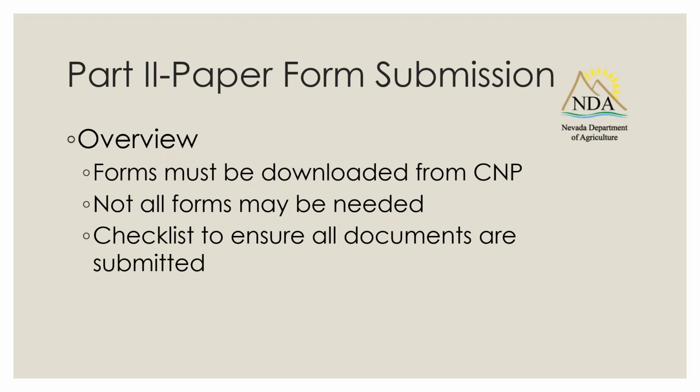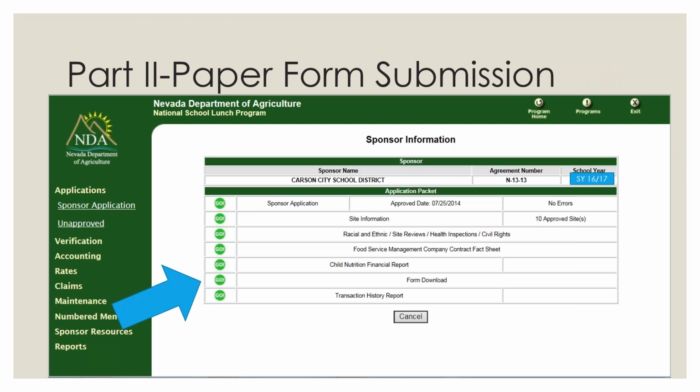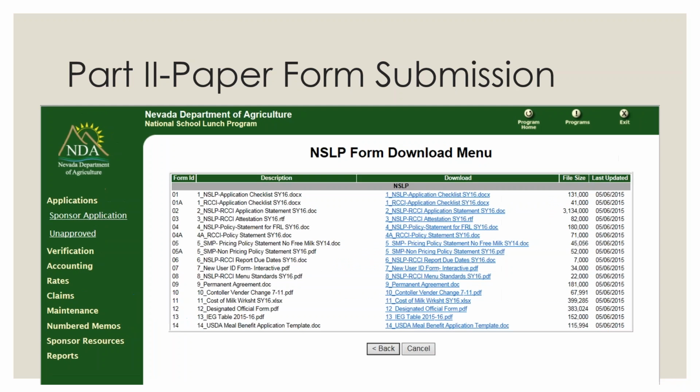So again, you can log back into that sponsor information, verify that you're in the 2016-17 school year, and you'll toggle down to the Go button where the arrow is indicating the forms download. And this is what the download menu is going to look like. Again, we'll have everything posted for the 2016-17 school year with everything updated and what's available to you.